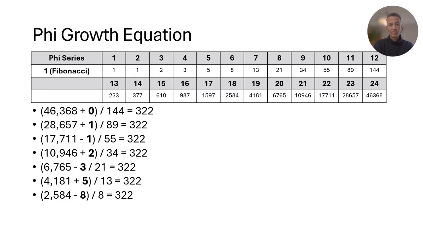28,657 plus 1 divided by 89 is 322. 17,711 minus 1 divided by 55 equals 322. So you can see it's following a quite perfect Fibonacci pattern, where we have this 0, 1, 1, 2, 3, 5, 8, irrespective of the positive and negative operator.